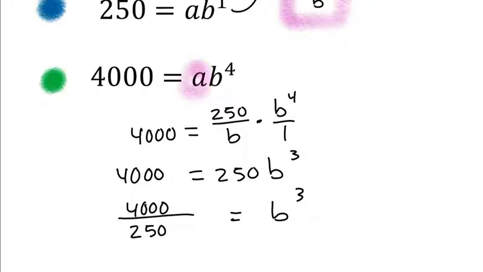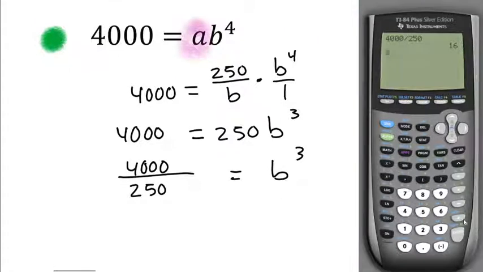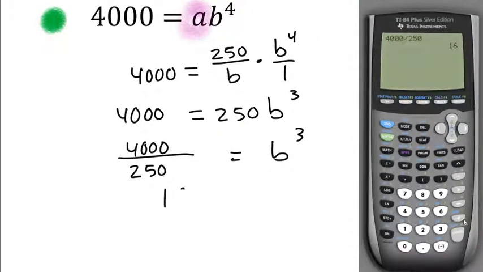I have no idea if that's a nice number or not. Let me try it real quick. 4,000 divided by 250. Oh, that will be a nice number, won't it? It has to be nice, because it goes in 4 times. It should be 16. Yeah, it's 16. So I get that 16 is b to the 3rd power.